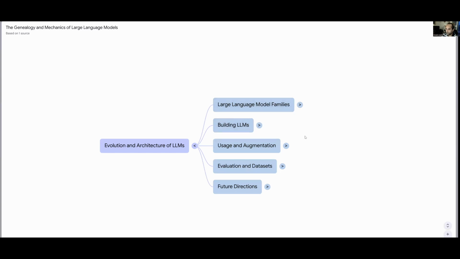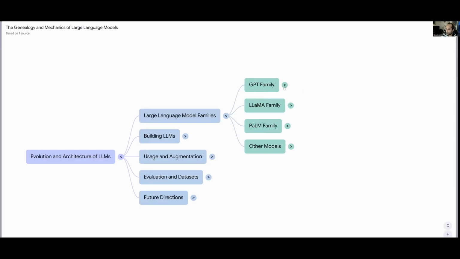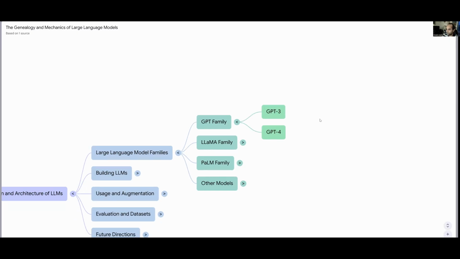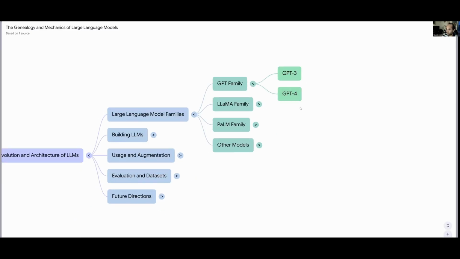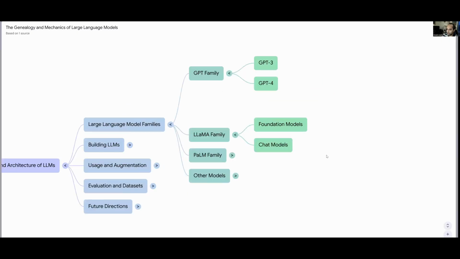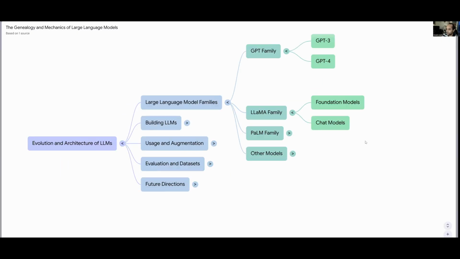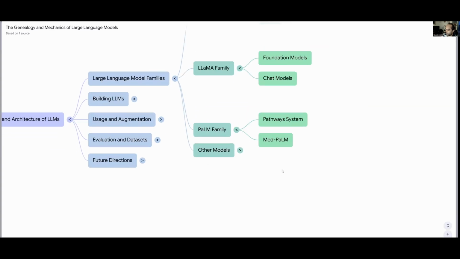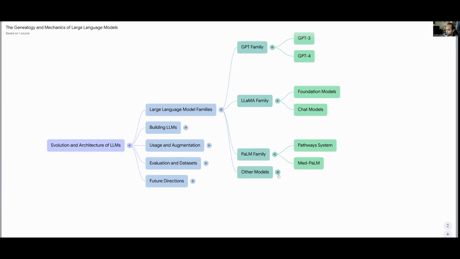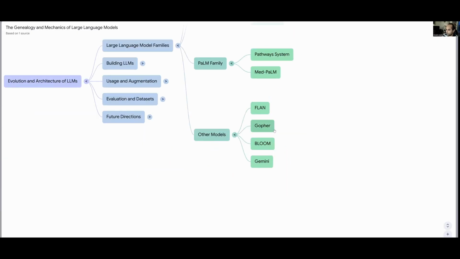So let's start with looking at some LLM families. We have the GPT family developed by OpenAI. This includes auto-regressive models like GPT-3 and 4. We have the Llama family released by Meta. It includes open source models, foundation or chat models. And as these models are open source, they serve as a baseline for widespread research and fine-tuning. We also have the PaLM family developed by Google, and we also have other famous models such as Flan, Gopher, Bloom, and the well-known Gemini family.